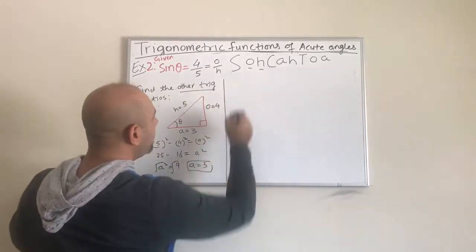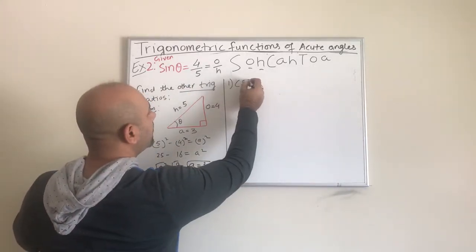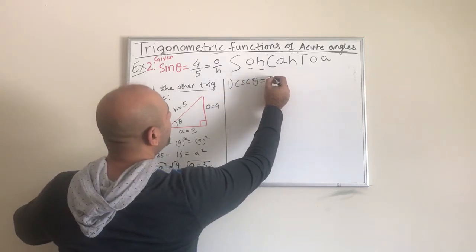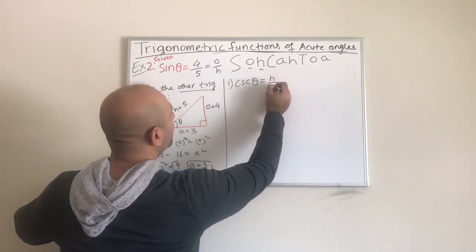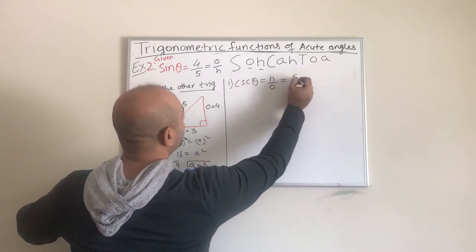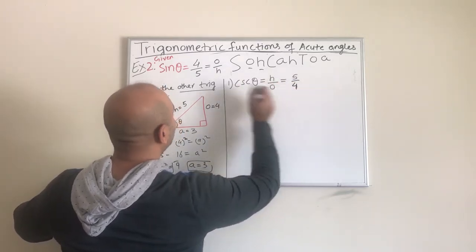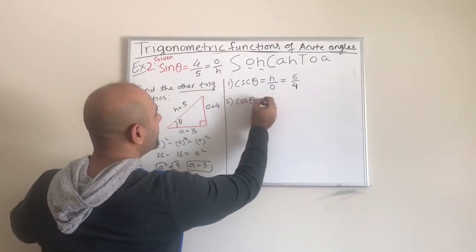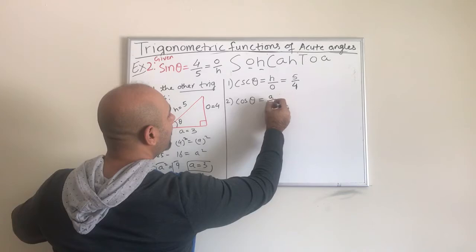Let us start with the first. I'm going to write the cosecant, the reciprocal of the sine, which is the same as the hypotenuse over the opposite. So that's simply 5/4. I just reciprocated it. The second one I'm going to find is the cosine of theta. Cosine we know is the adjacent over hypotenuse.